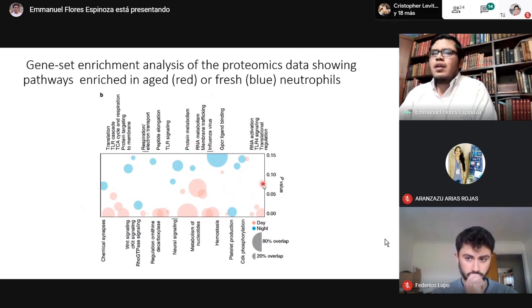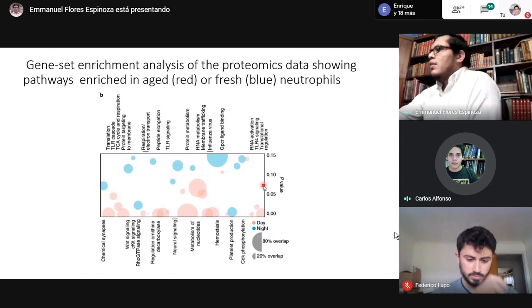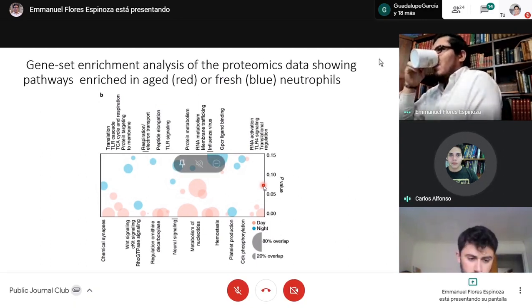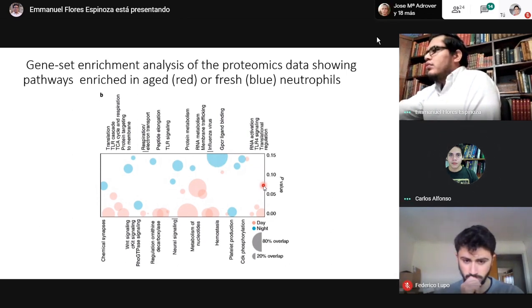From this figure, I was wondering why most of the GO terms that are enriched are in the day category instead of the night category. In general, the night category proteins that are enriched also have less significant p-values. So I'm wondering if there's an enrichment towards day. I don't know if the authors, like, maybe this is based on the way the experiment was designed, or.